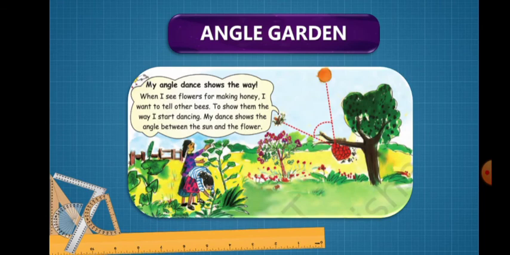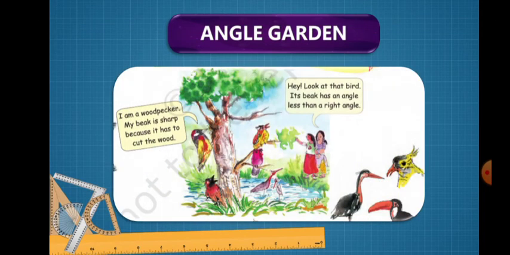Next one, angle garden. My angle dance shows the way. When I see the flowers for making honey, I want to tell other bees to show them. When I start dancing, my dance shows the angle between the sun and the flower. I am a woodpecker. My beak is sharp because it has to cut the wood. Hey, look at the bird. Its beak has an angle less than a right angle.